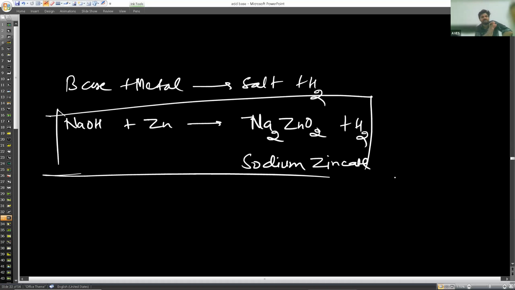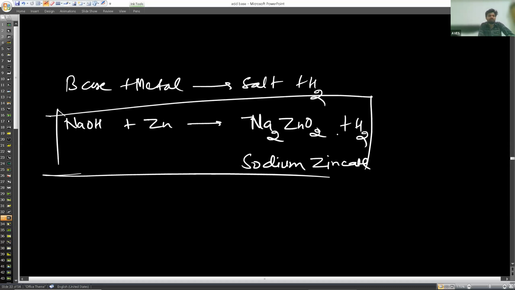So both acid and base, when they react with metal, produce salt plus hydrogen gas. Understood what I said? Acid and base are opposite to each other, but still, when they react with metal, they produce the same things: salt plus hydrogen gas.